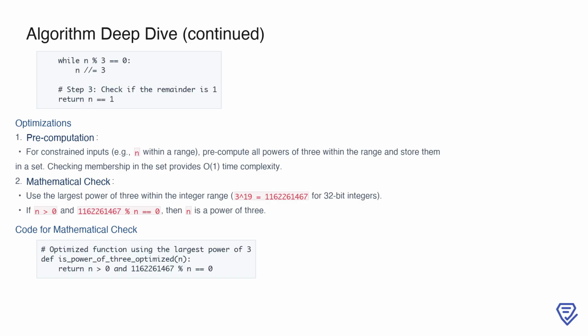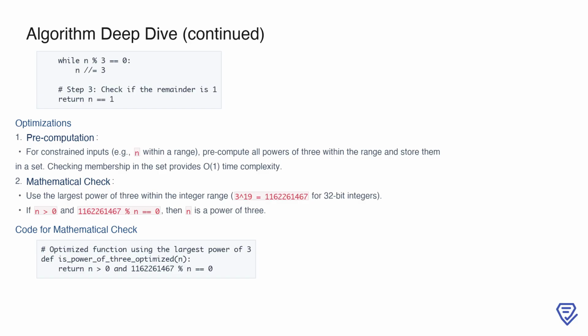One optimization involves pre-computation. If we know that n falls within a specific range, we can pre-compute all powers of 3 within that range and store them in a set. Then, checking if n is a power of 3 becomes a simple set membership operation, which has O(1) time complexity.